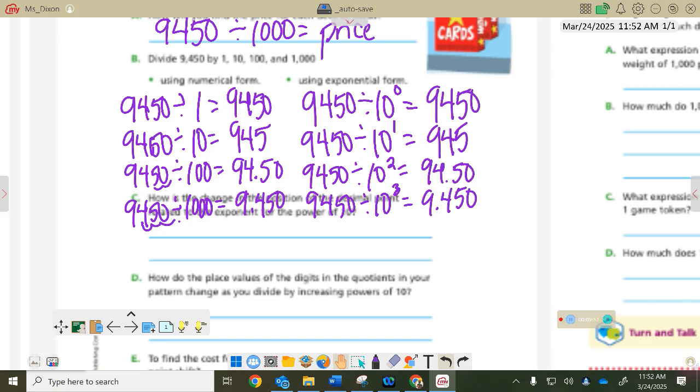So it's 0. How many times did we move the decimal when we did power of 1? 1. Power of 2. 2. Power of 3. 3. So how is the decimal related to the exponent? Corey? Nope. Amelia? How is the decimal related to the exponent?